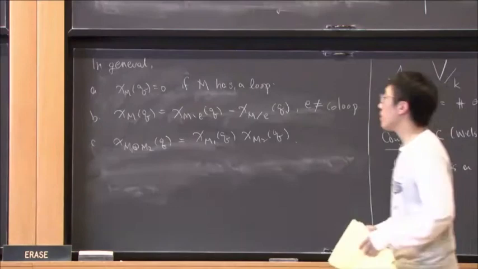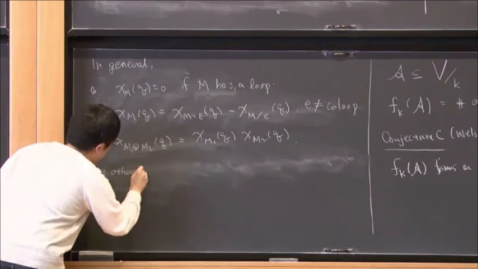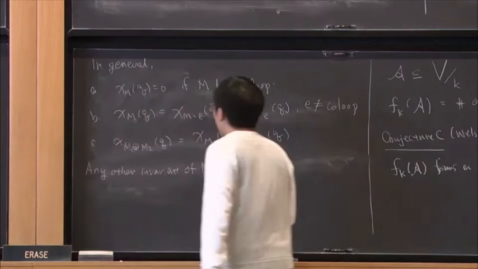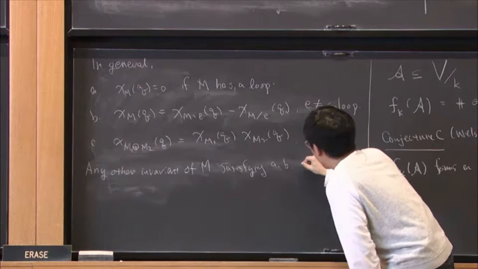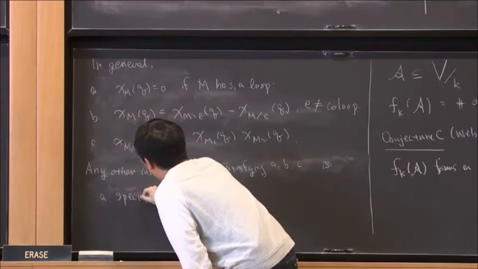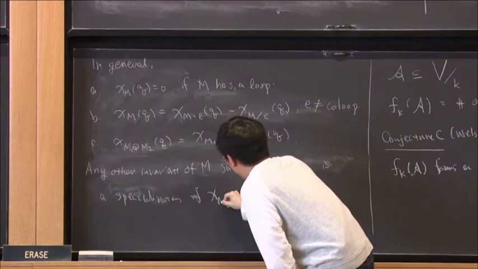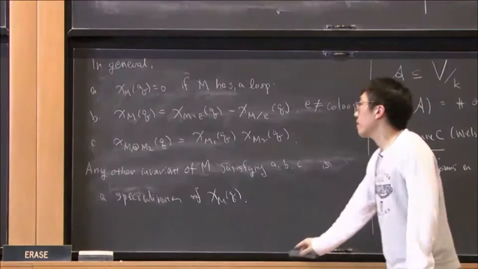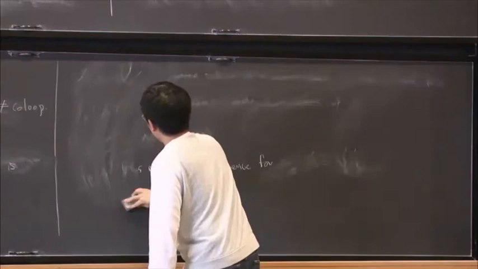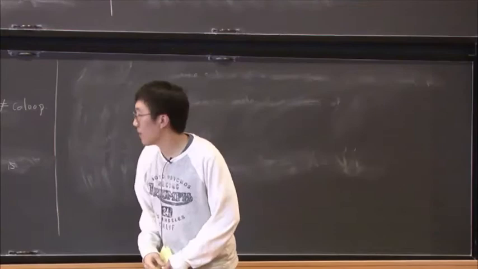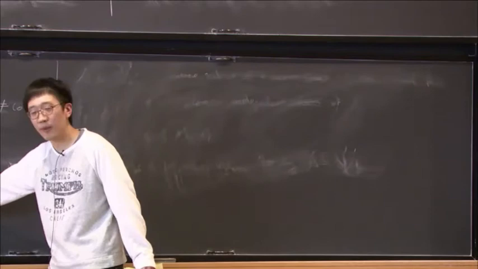And any other invariant of M, say with values in a certain commutative ring, satisfying A, B, C, is a specialization. Yes, you plug in an appropriate element of your commutative ring for q.